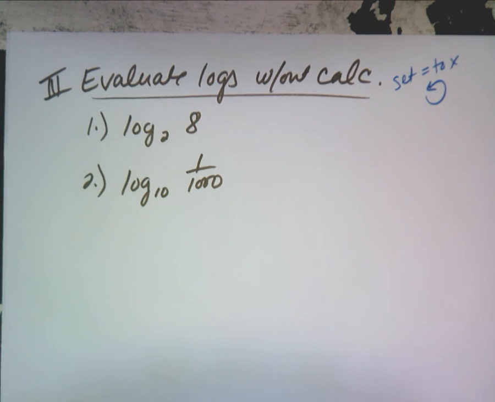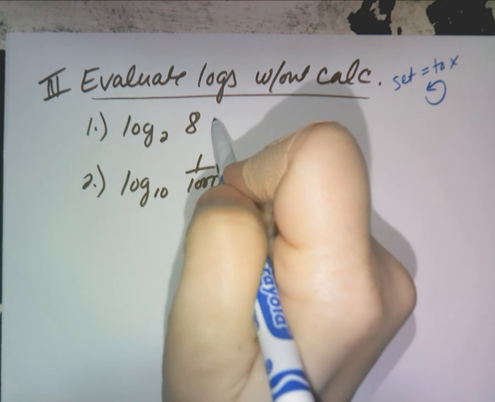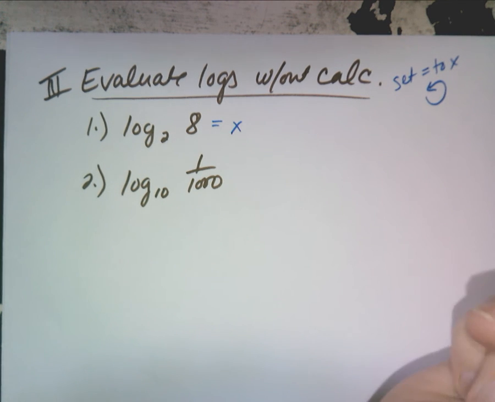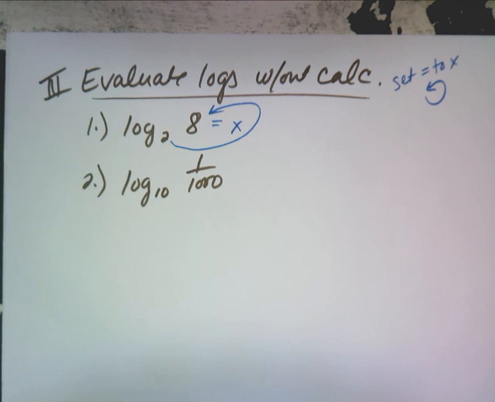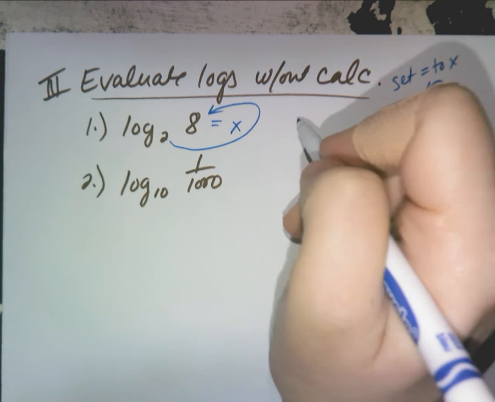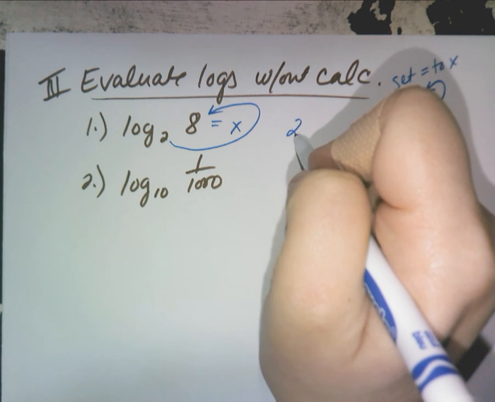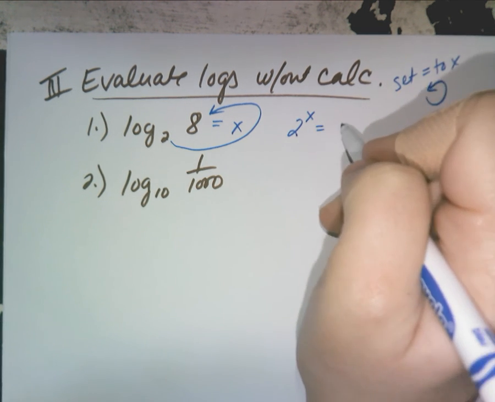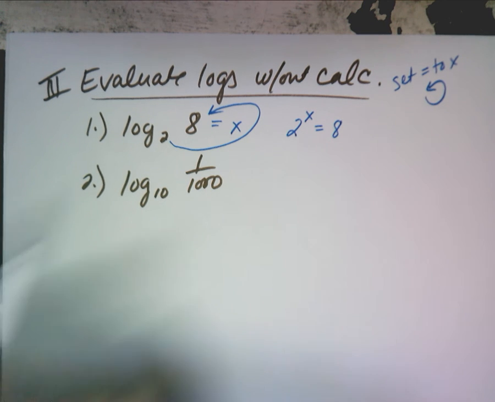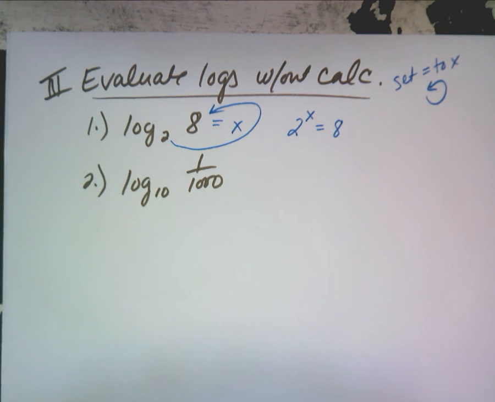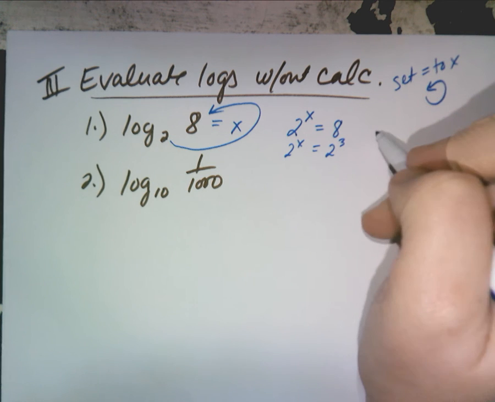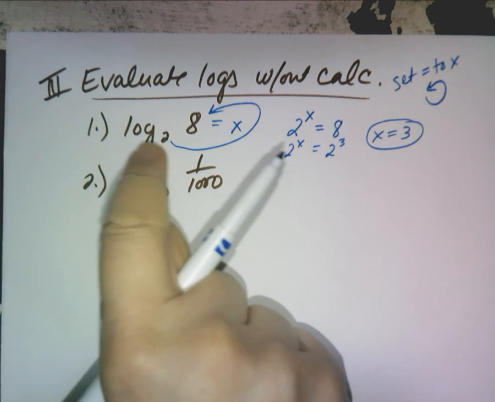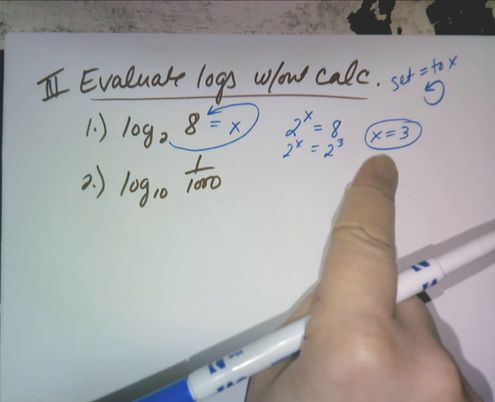I just love saying that. So here's what I mean. Set it equal to x and go like this. Zoop, and rewrite that for me. What would that be? 2 to the x equals 8. Can you make 8 a base 2? Yes. 2 to the what? So guess what x equals? 3. So log base 2 of 8 is actually 3.